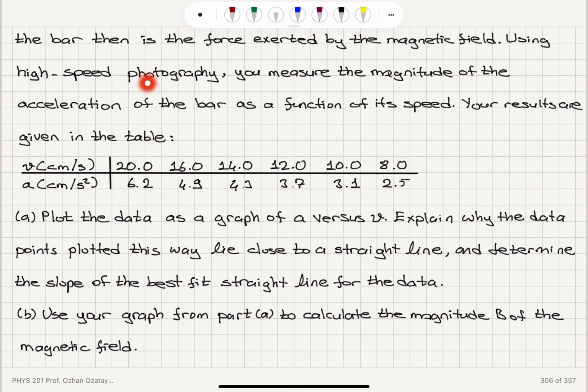Using high-speed photography, you measure the magnitude of the acceleration of the bar as a function of its speed. Your results are given in this table. Part A, plot the data as a graph of a versus v. Explain why the data points plotted this way lie close to a straight line and determine the slope of the best fit straight line for the data.